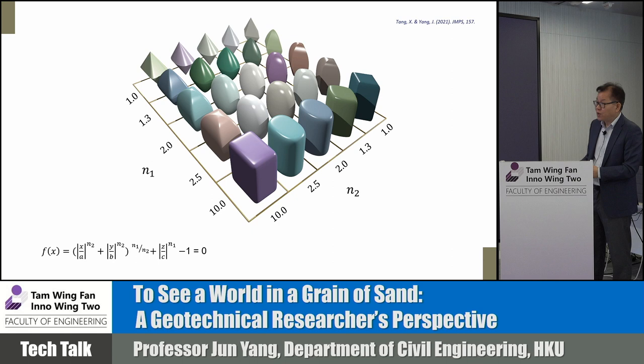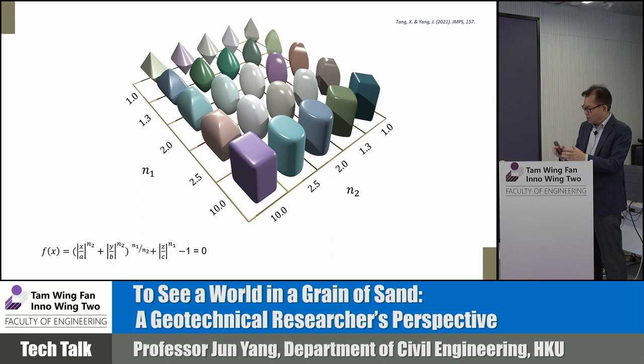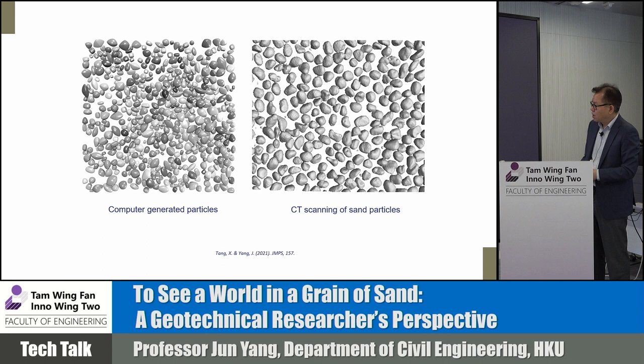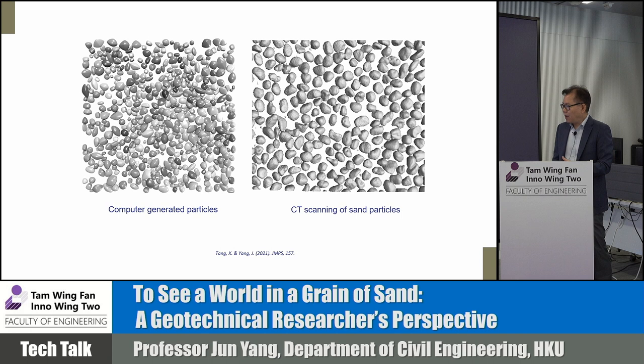For example, in terms of the particle shape, we use the superquadratic function to describe the particle shape. We can change the function parameters and then we can generate particles with different shapes, as you can see here. So this slide, as you can see, left-hand side is computer-generated particles using the function, and the right-hand side is the real sand particles, the CT scanning of the sand particles. So you can see indeed we can model the sand particles with different shapes.